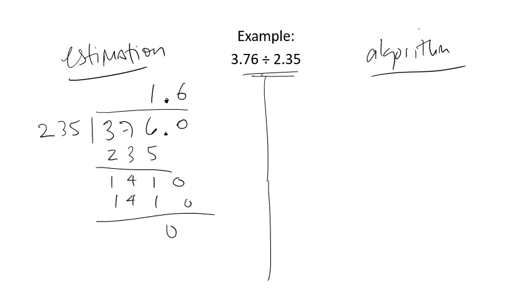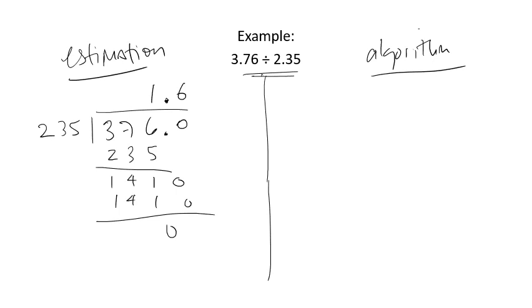Now, the fact that the solution for 3.76 divided by 2.35 is the same as 376 divided by 235, we're actually going to talk about it on the next slide. So we're going to formalize this in case you're curious about it. But that's not coincidence. I mean, there is a design to that.